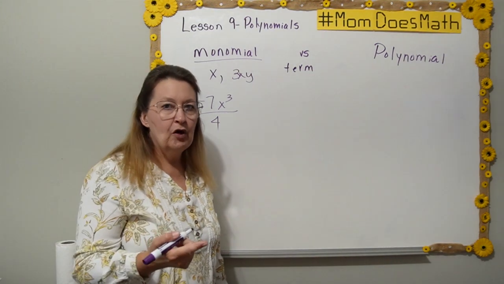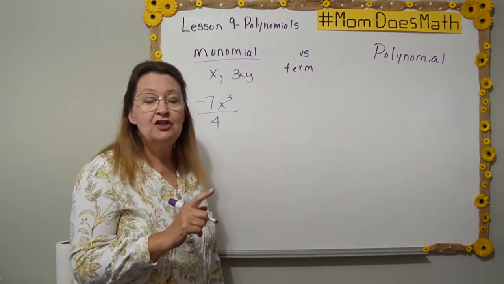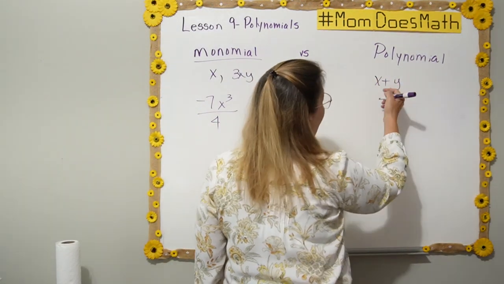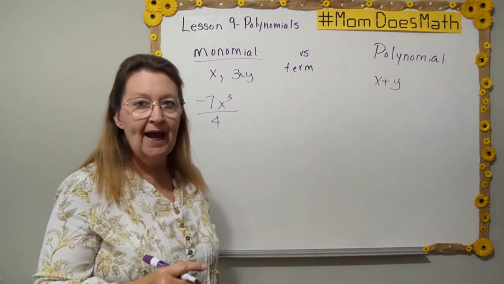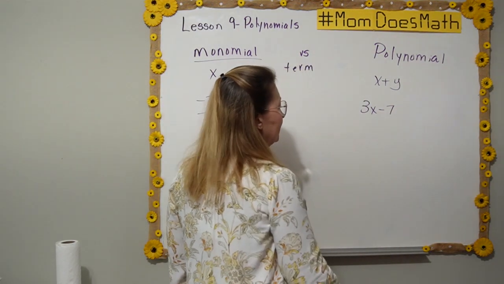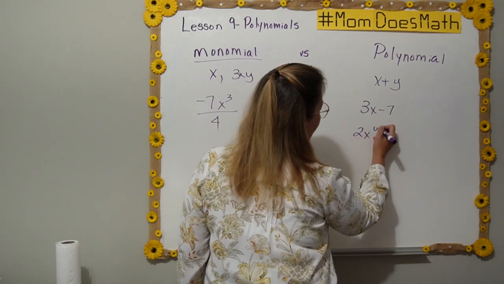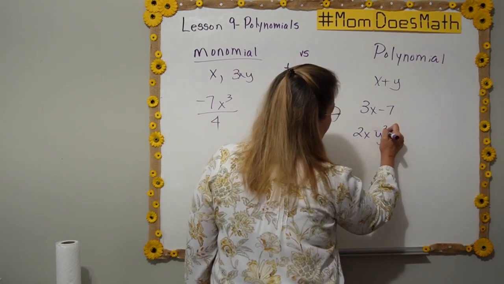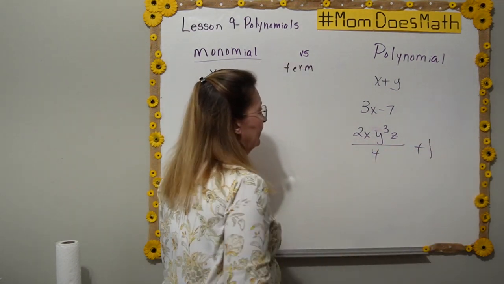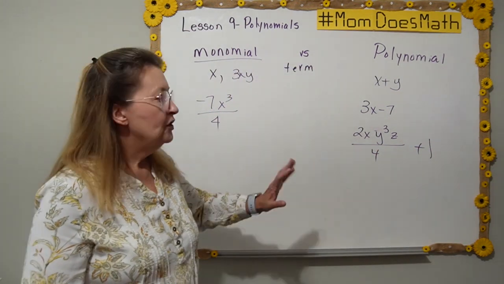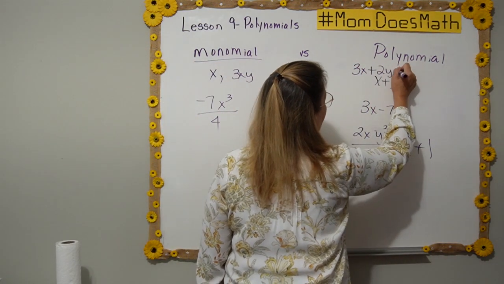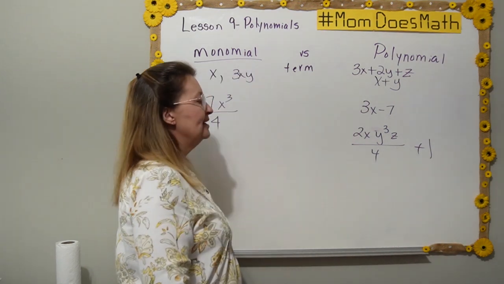So a polynomial is many terms. It can be 2 or more. So I could have x plus y. I've got 2 terms added together. It can be 3x minus 7. It can be 2xy to the third z over 4, okay, plus 1. That makes it a polynomial. So we can have even more. What if I have 3x plus 2y plus z? That makes it a polynomial.